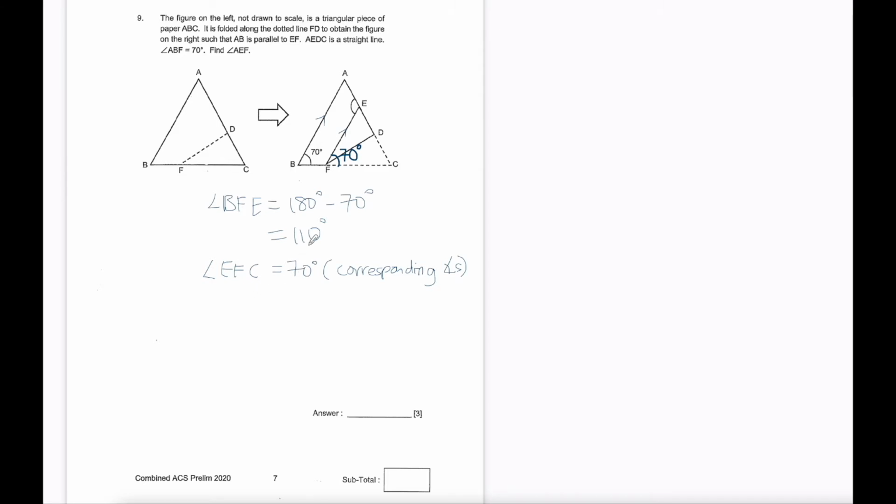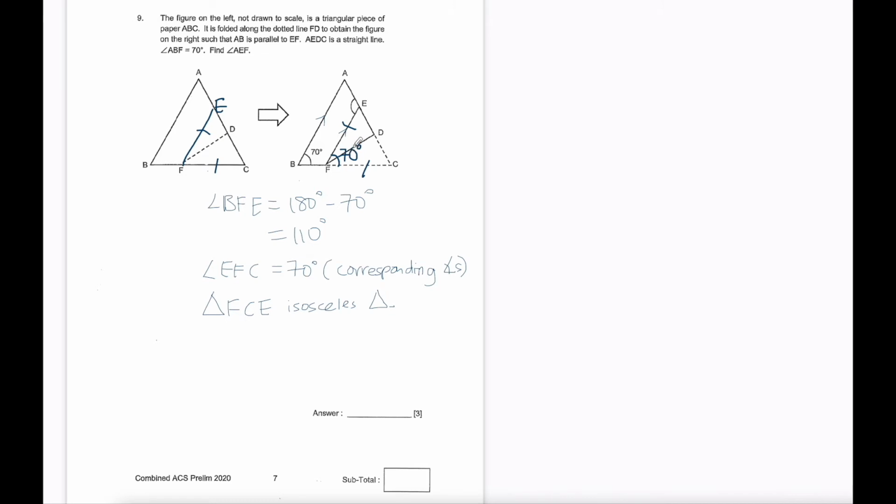And then since FCE is an isosceles triangle, that means my FE equals FC. Can you guys see the reason why? That's because FE is basically FC, it's just folded. FC is this line, and when I fold it, this FC is actually just my FE. So they're the same thing.